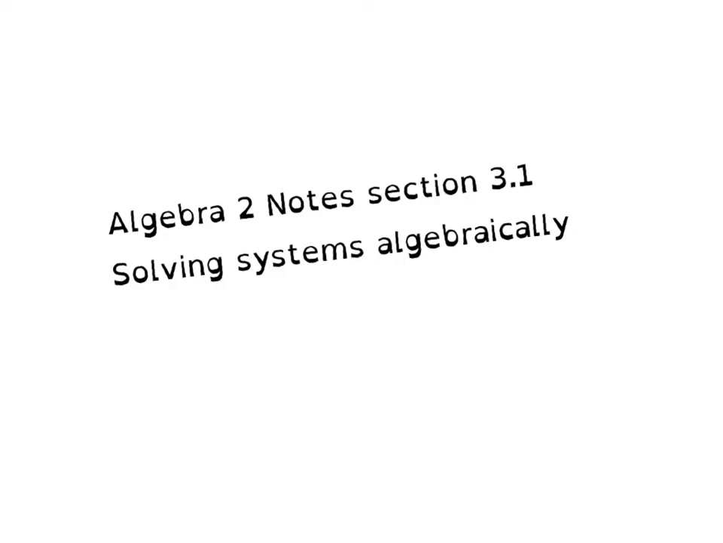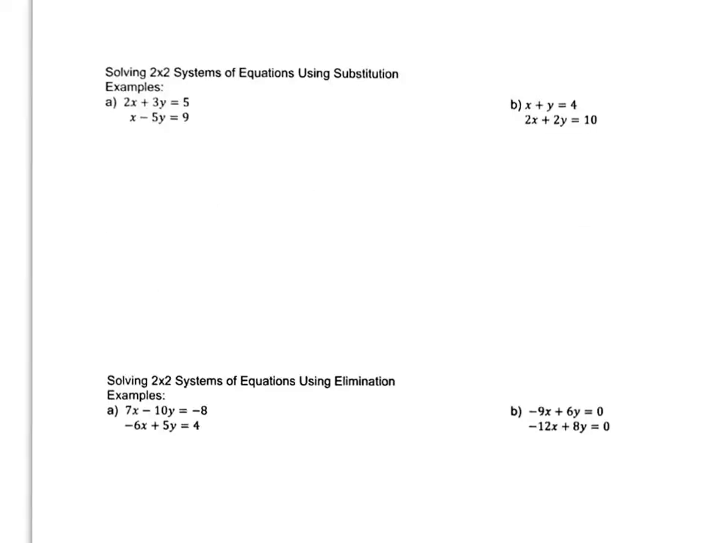So today we're going to do section 3.1, but we're not going to do it with graphs. We're going to do this algebraically. So we're on the page that says solving 2x2 systems using substitution. We're going to use two methods today, both involving algebra, neither involving a graph. We're going to use substitution and elimination.